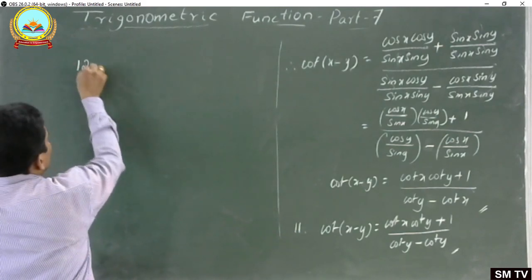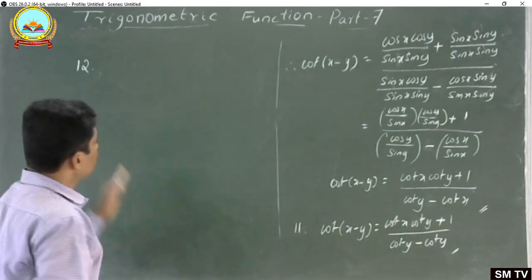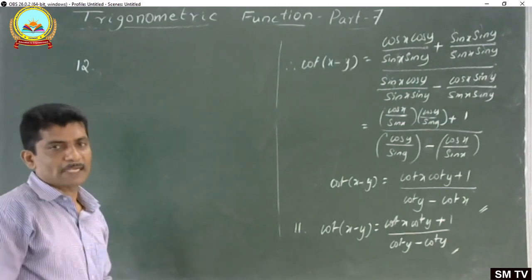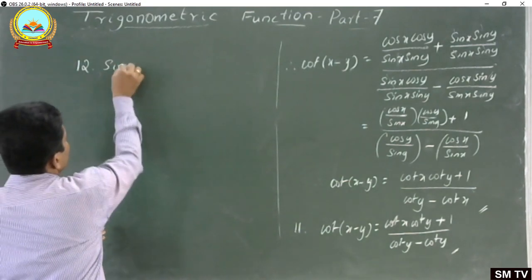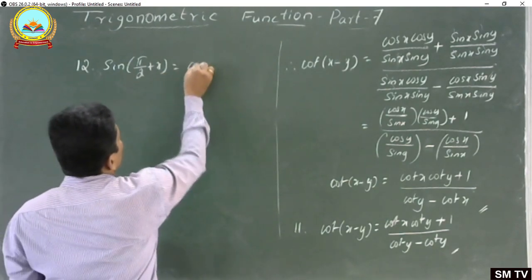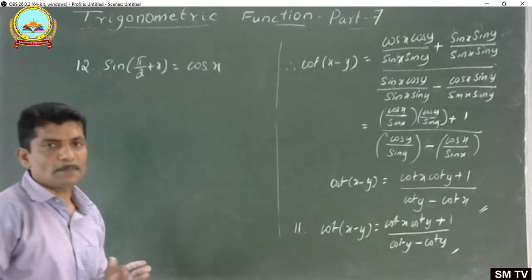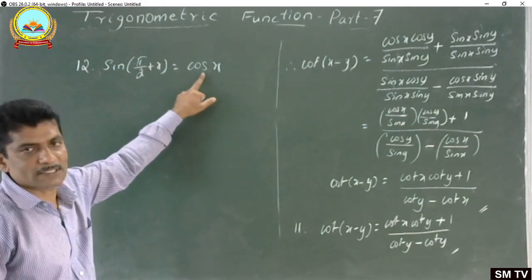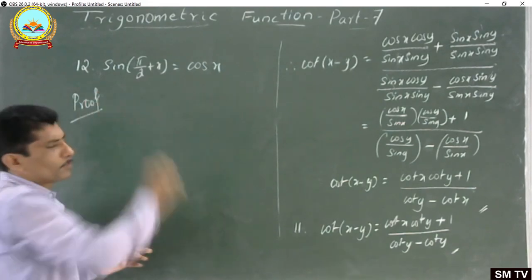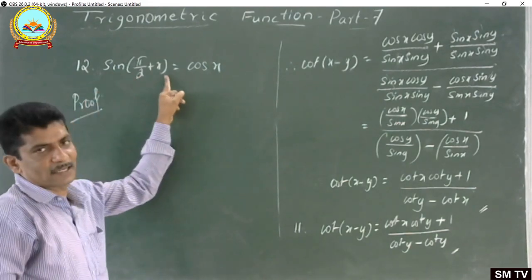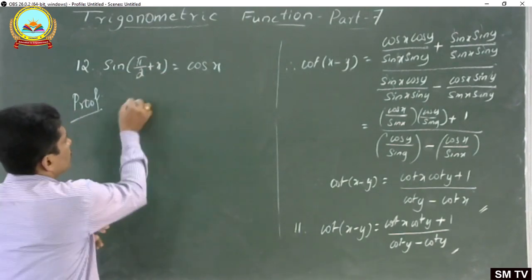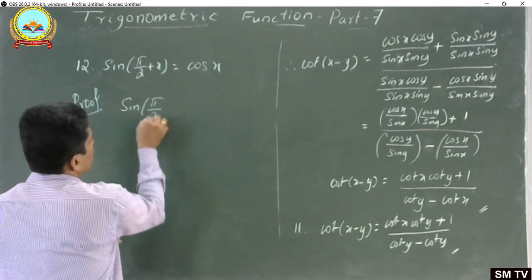The 12th result. You know that sine of pi by 2 minus x and cos of pi by 2 minus x. Similarly, the sine of pi by 2 plus x is equal to cos x. Here also using the same method, using the compound angles, sine of x plus y and using the standard quadrant angle results. Here you know the sine of pi by 2 plus x.